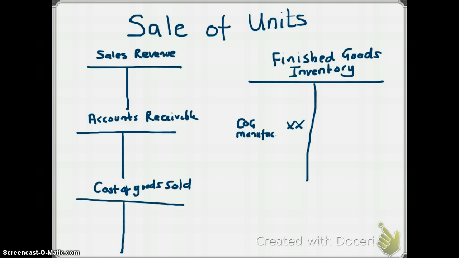The first transaction is the actual sales. Whenever you sell a product, you would debit your accounts receivable and you would credit your sales revenue. The next transaction is recording your cost of goods sold. Cost of goods sold comes out of finished goods inventory and goes into cost of goods sold. So you are going to debit your cost of goods sold and credit your finished goods inventory for the cost of your goods sold.